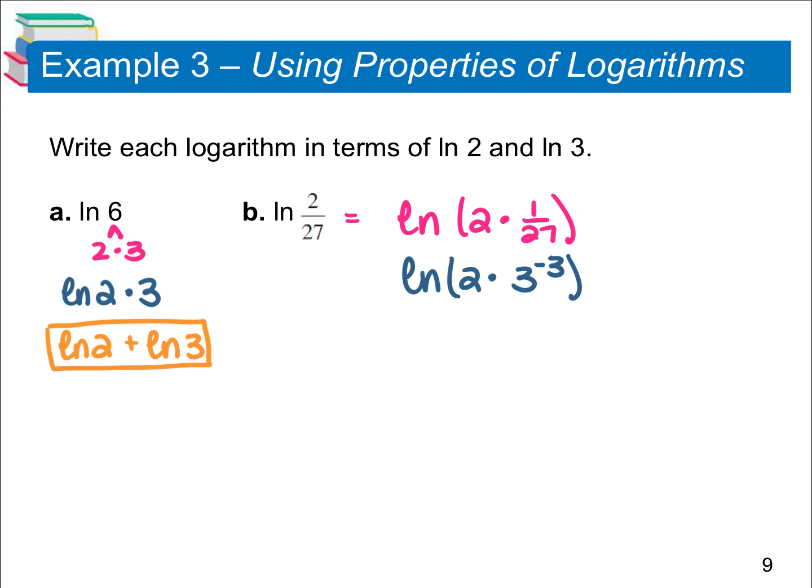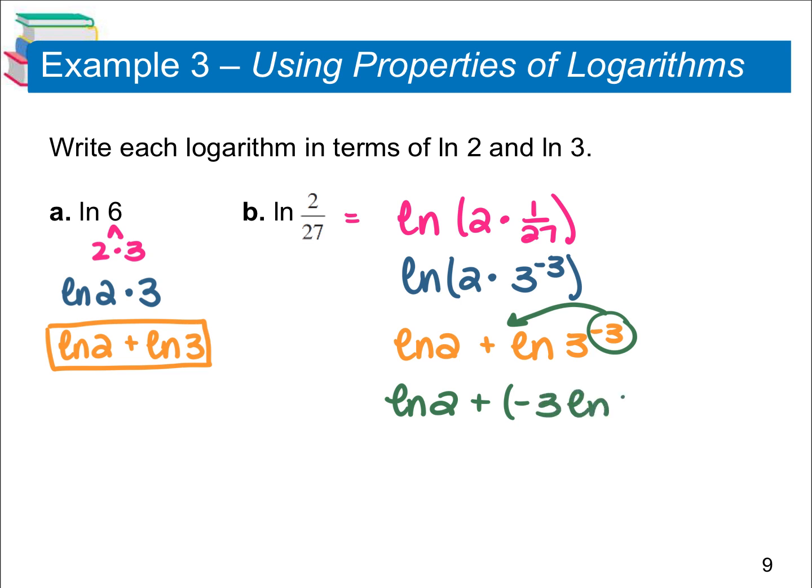So from here, your multiplication can be represented with addition. So that's going to give us the natural log of 2 plus the natural log of 3 to the negative third power. That power of negative 3 is going to go to the front of that natural log. So that's going to give us the natural log of 2 plus negative 3 times the natural log of 3. The plus and the minus next to each other has to simplify. So that's going to give you the natural log of 2 minus 3 natural log of 3.